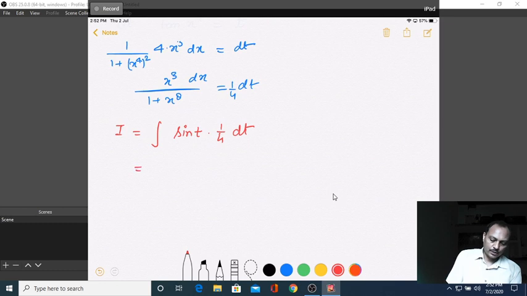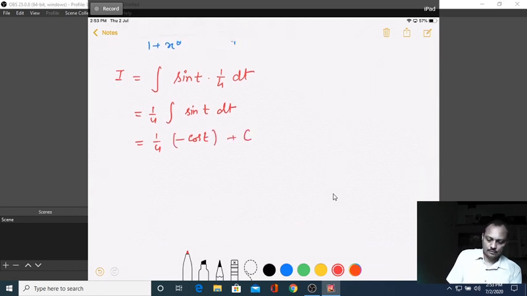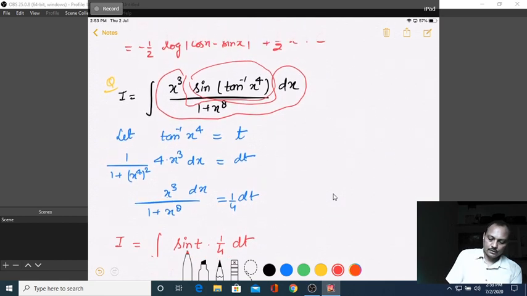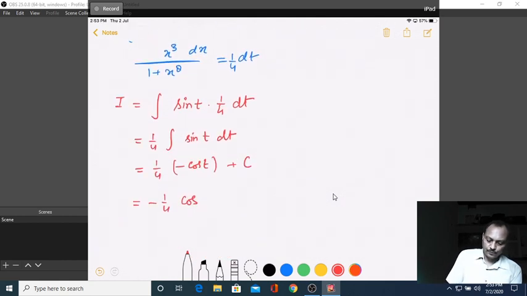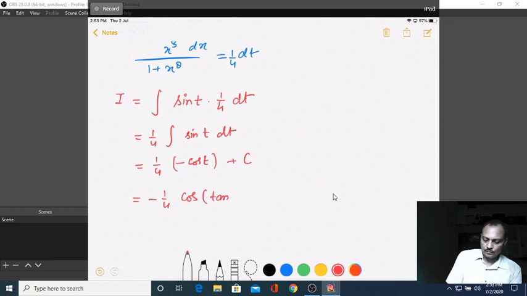1 upon 4 we take outside the integration, it is a constant. The integral of sine t dt. What is the integration of sine t? It is minus cos t plus constant of integration. It is minus 1 by 4 cos, and the value of t is tan inverse x raised to the power 4. So we can write here minus 1 by 4 cos of tan inverse x raised to the power 4 plus c. So this is the integration of this function.